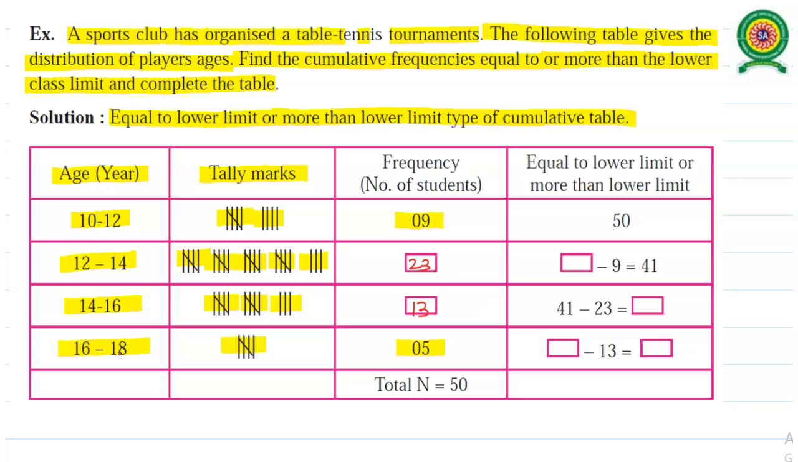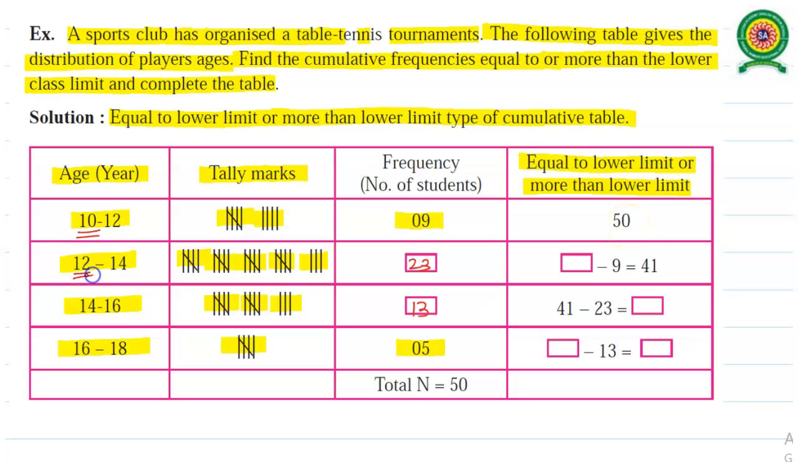Now for the next one, we have to make the third column for equal to the lower limit or more than the lower limit, that is, above 10 years. So for the age of students above 10 years, the total number of students is exactly 50.